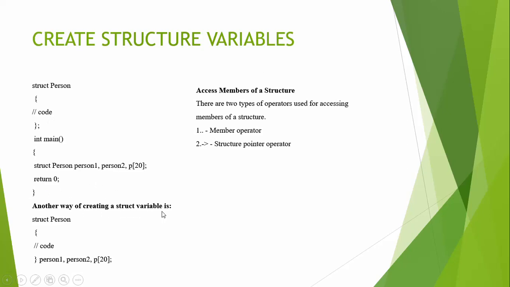Another way of creating a structure variable is before the semicolon. Here, after the parenthesis and before the semicolon, you can assign the variable name. So person1 is a structure variable, person2 is a structure variable, and P of 20 is a structure array variable. For accessing the members of a structure we have two types. One is the dot operator and another one is the arrow operator. Using the dot operator, the member of the structure variable can be invoked. Suppose the structure variable is a pointer, in that case we use the arrow.